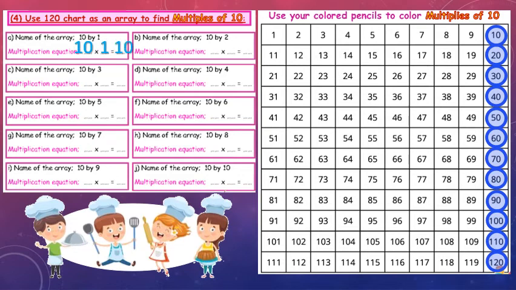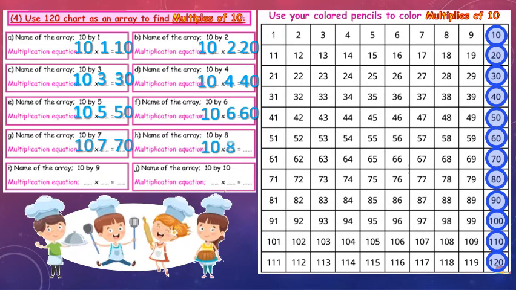It will be 10 by 1 equals 10, 10 by 2 equals 20, 10 by 3 equals 30, 10 by 4 equals 40, by 5 equals 50, by 6 equals 60, by 7 equals 70, by 8 equals 80, by 9 equals 90, by 10 equals 100. Good job.